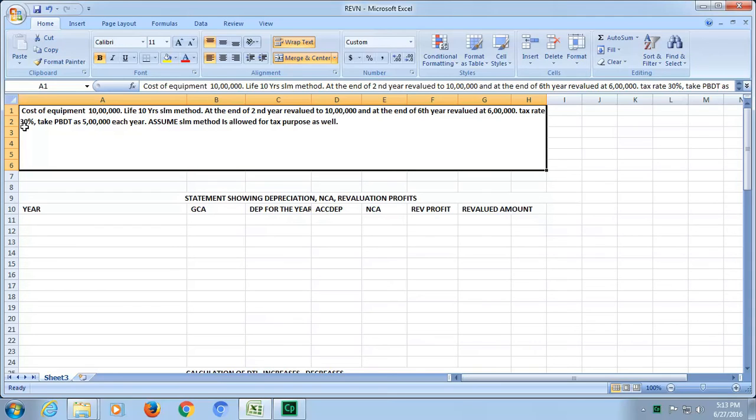Tax rate is given at 30%. Take profit before deduction and taxes 5 lakh each year. Assume SLM method is allowed for tax purpose as well. So how do we go about understanding the impact of revaluation on our financial statement?